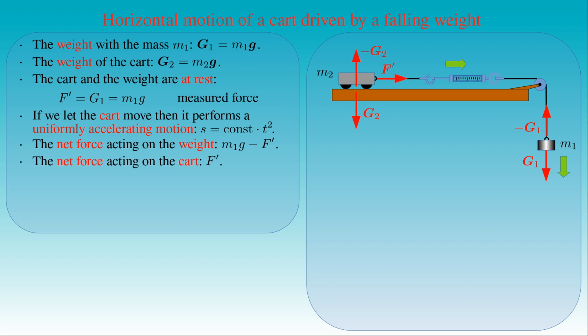If we suppose that the strained strings cannot be stretched, then they represent constraints in the system. These constraints imposed on the motion of the bodies result in the fact that the accelerations of the cart and the weight have the same magnitude.